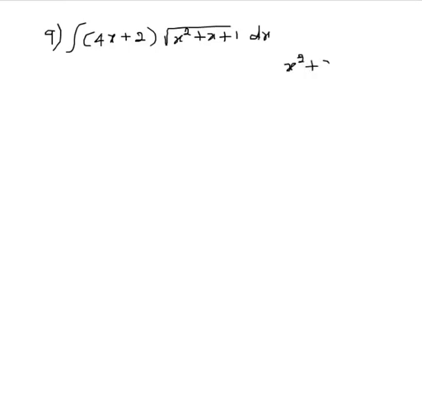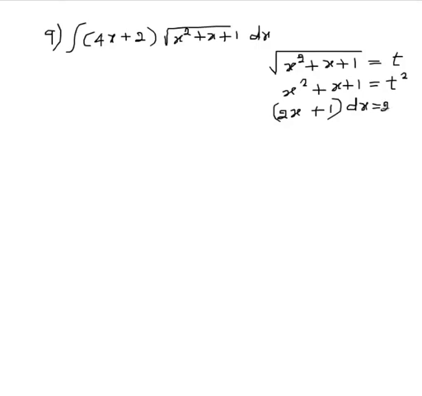Let us take x² + x + 1 as t, or with the root we can take √(x² + x + 1) as t to avoid fractional powers. Square both sides to remove the root. Let us differentiate. Differential of x² is 2x and differential of x is 1, times dx, is 2t dt. Now, in this question we don't have 2x + 1, but by taking 2 out we will get the factor 2x + 1.